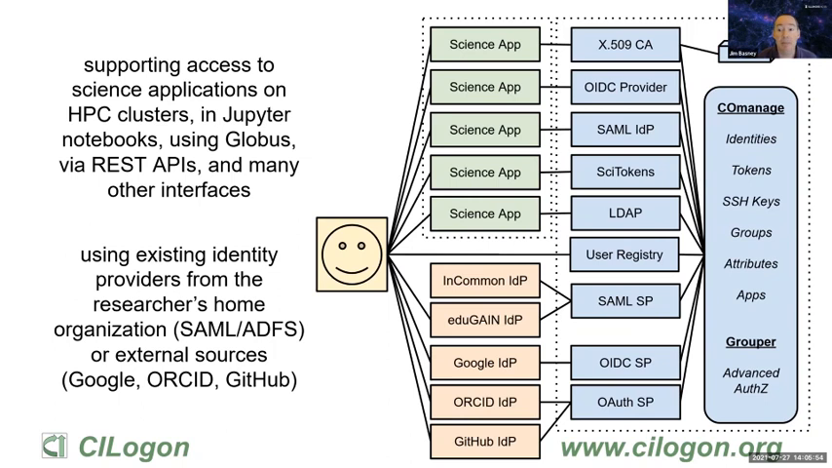So in some cases, that's an X.509 certificate issued by our certificate authority. Could be an ID token issued by our OIDC provider, a SAML assertion from our SAML attribute authority, or OAuth tokens issued by our SciTokens provider, or even an LDAP query. So again, our goal is to make that seamless for the researchers who are adding new applications into their scientific collaboration and adding new collaborators.